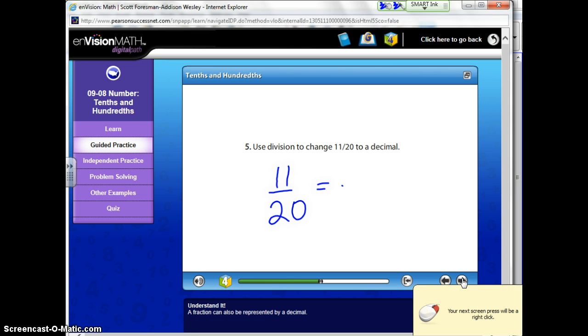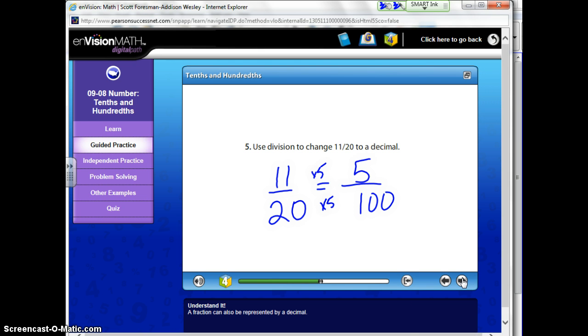Instead, let's go with 100. How'd I get from 20 to 100? Times 5. Can I do that to the top? How would I write that as a decimal? Cole? So this equals this, and it equals this.